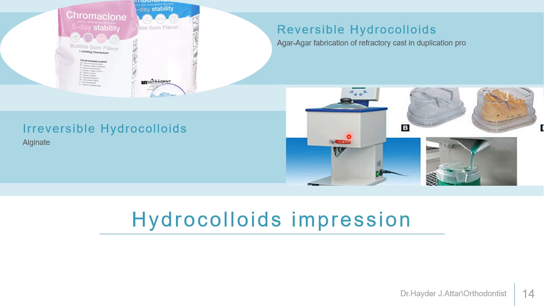and when the temperature is decreased, the material changes to a gel form. Agar-agar mostly has poor detail in impression making, so it is mostly used in a cooling tray for making the refractory cast for the construction of the framework of the removable partial denture. The irreversible hydrocolloid is mostly alginate.